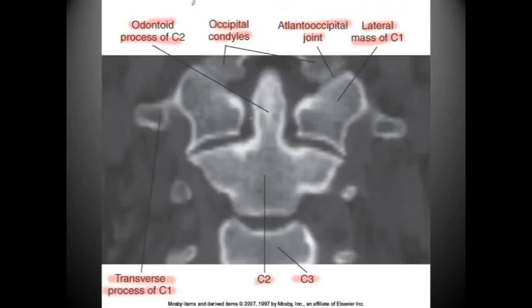Here is what it looks like in terms of CT. We can see we have the odontoid process here. So all of this is the odontoid process. We have the body, C2. We have the superior articular processes. We have the intervertebral disc.